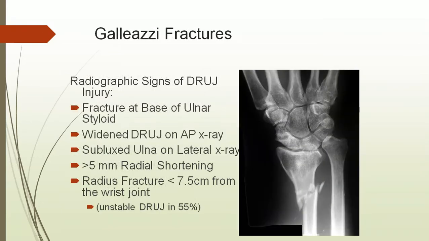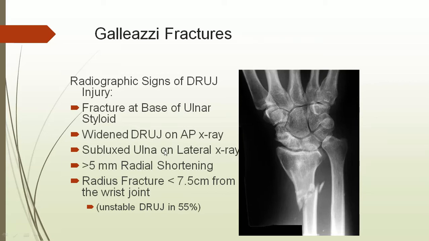So, on radiograph, what are the various signs to read the Galeazzi fracture? So, distal radioulnar joint. There is a fracture at the base of the ulnar styloid. Sometimes it may or may not happen. And there is a widened distal radioulnar joint in AP view. See, this is the distal radioulnar joint which is widened. So, there is a gap. Normally, this gap will not be seen in a normal X-ray.